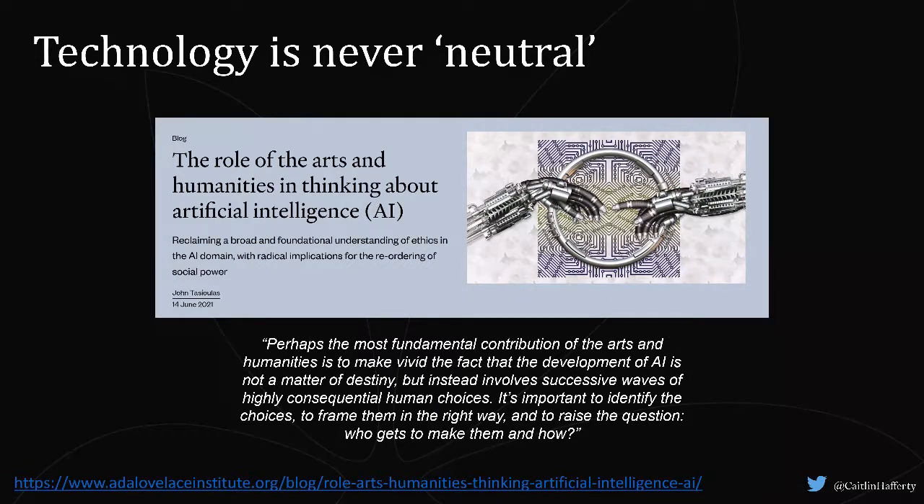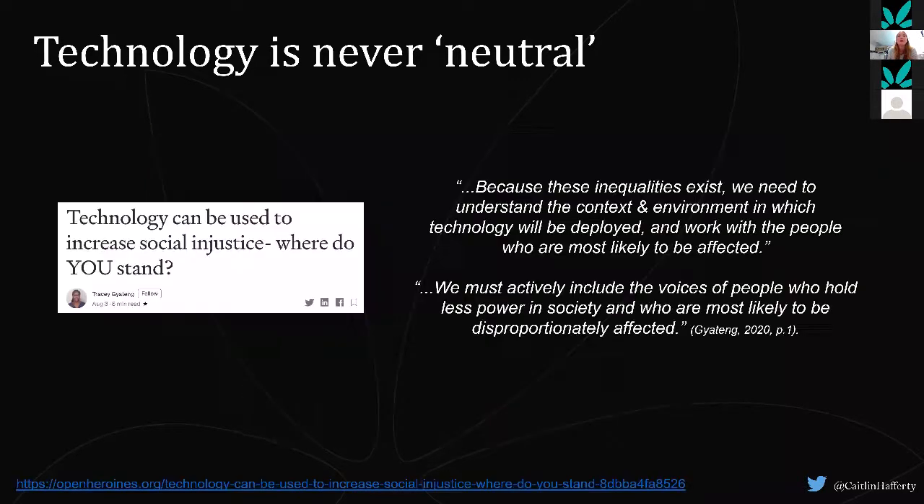So it's really important to identify the choices, to frame them in the right way, and to raise the question, who gets to make these choices and how? These are all key things you can think about when you're thinking about the ethics of technology in this respect. And then I always go back to this blog post that I read a while ago. Any technology can be used to increase social justices.